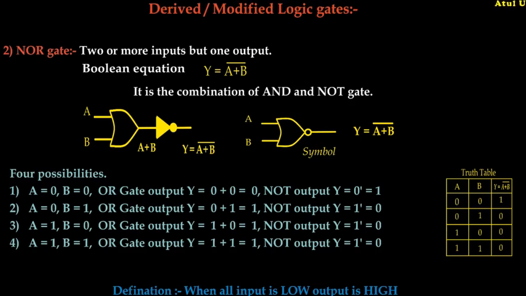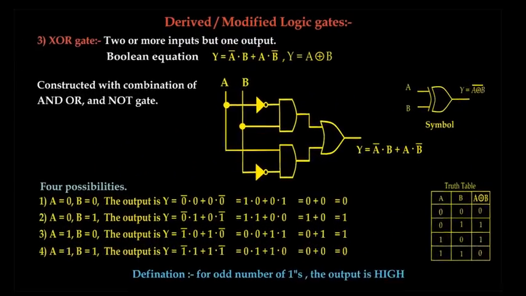Second condition, if A is connected to 0 and B is connected to 1, 0 plus 1 OR will give the output 1 and this 1 is complemented by NOT gate and we will get 0 at the output. Similarly, if A is connected to 1, B is connected to 0, OR gate will give the output 1 and this 1 is complemented by the NOT gate and we will get 0 at the output. Lastly, if both the inputs are high, 1 plus 1 is done by OR gate and output will be 1. 1 is complemented by NOT gate and we will get 0 at the output. So we can define it when all the inputs of NOR gate is low, the output is high.